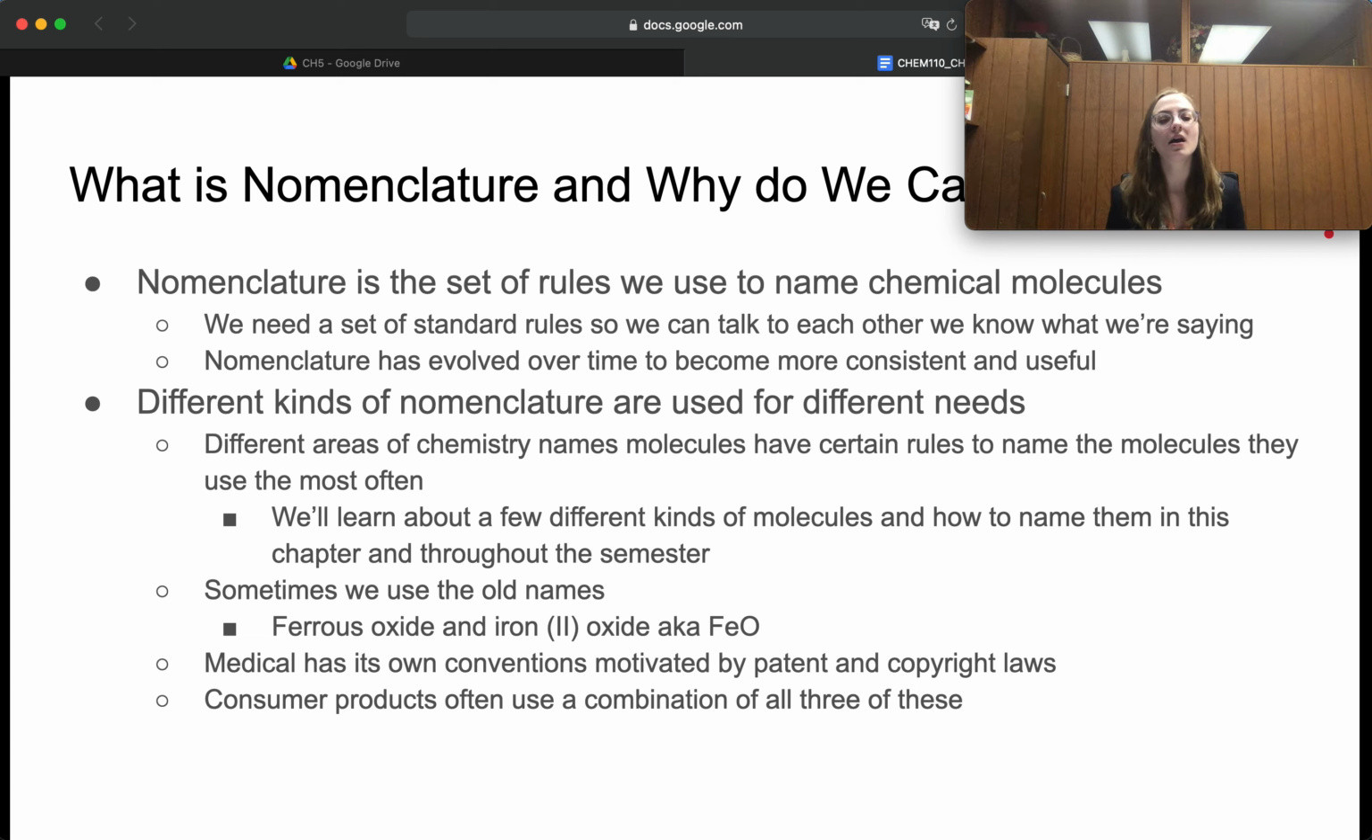And medicine actually has its own naming conventions, and it's driven a lot by patent and copyright laws, of course. We want to patent drugs so that other people can't reproduce them. That's how a lot of their names come along as well, because when we name them, we have to make sure that they're different enough in name so that people can distinguish them and they follow all of the intricacies of patent and copyright laws.